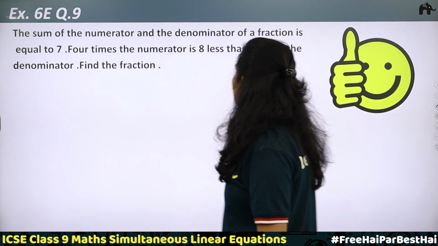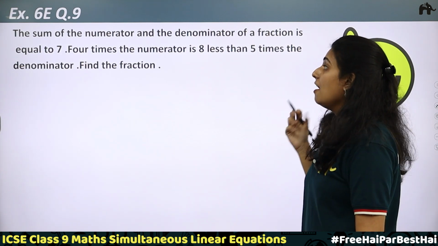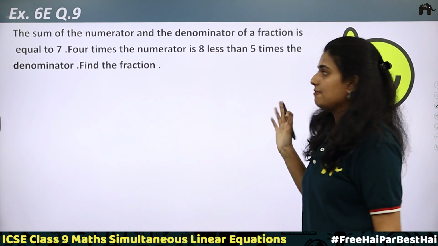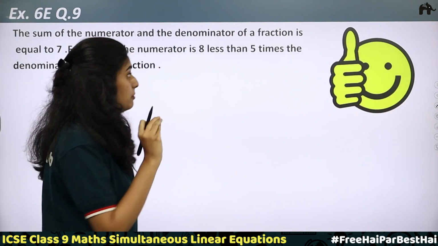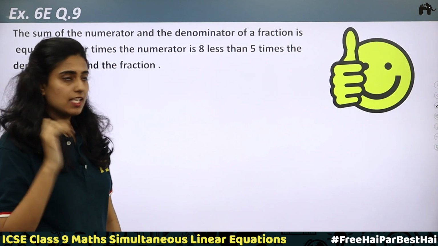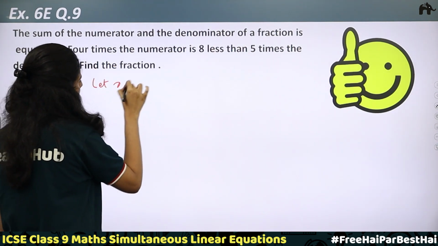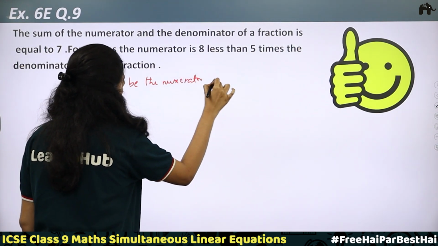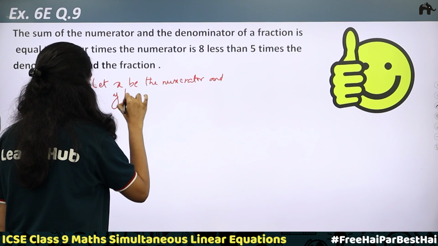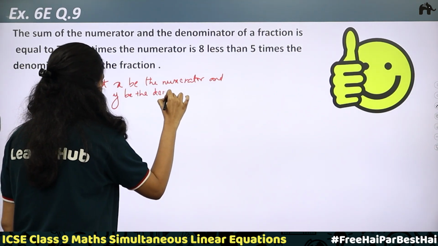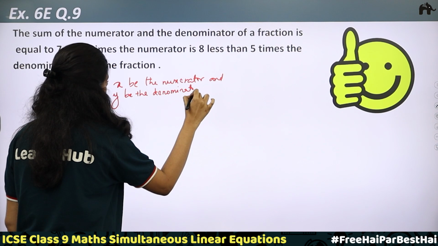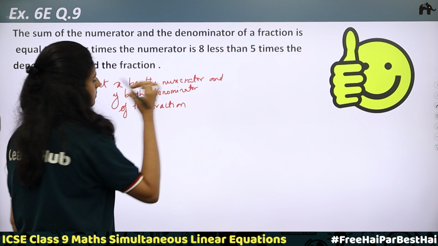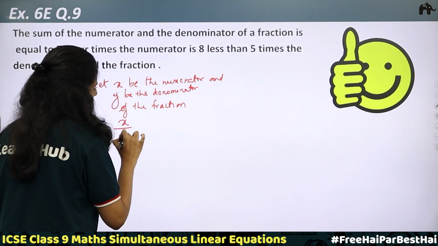Question number 9 of exercise 6E. The sum of the numerator and the denominator of a fraction is equal to 7. 4 times the numerator is 8 less than 5 times the denominator. Find the fraction. Here we will be taking x as the numerator and y as the denominator. Let x be the numerator and y be the denominator of the fraction. Okay. Then the fraction is x by y.